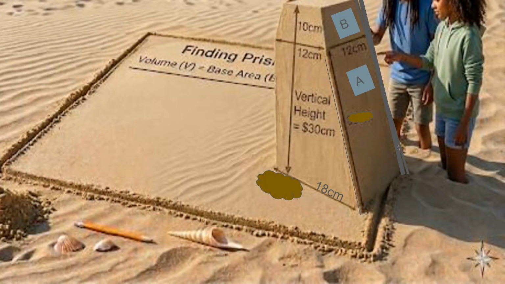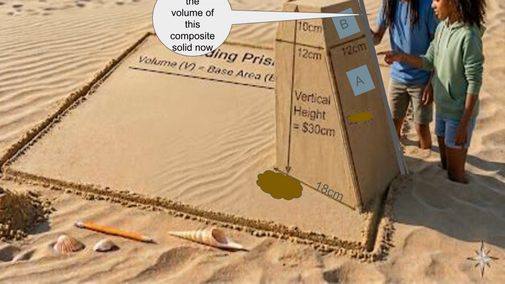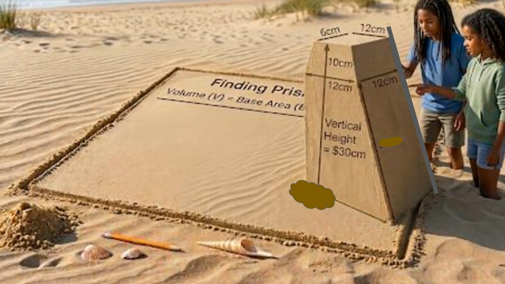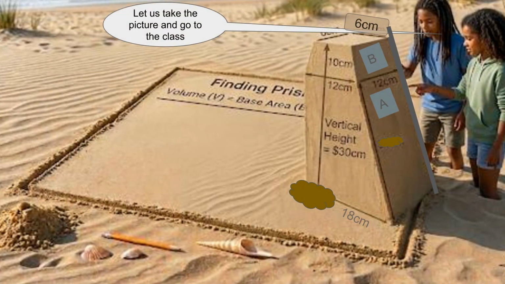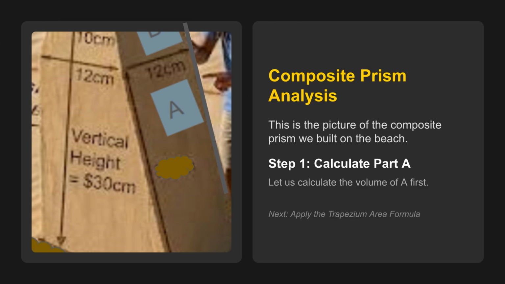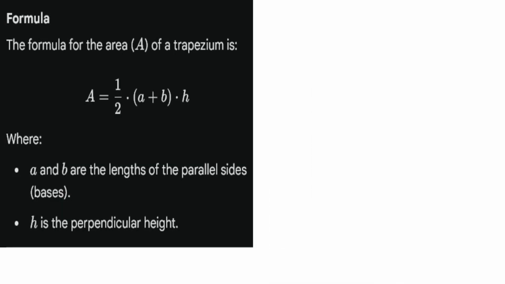Now, let's find the volume of this slightly more complex composite solid built by the students. We identify this as another composite solid with parts labeled A and B. Let's find the volume of this composite solid now. First, let's find the volume of part A, which is a trapezoidal prism with a base. The students decide to take the picture, go to classroom, and calculate the volume. Let us first calculate the volume of part A.